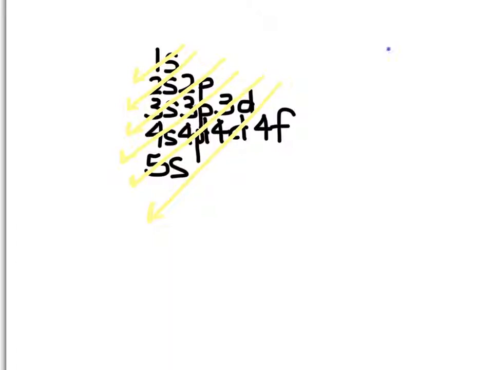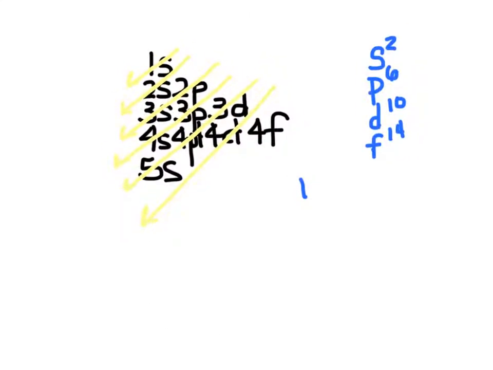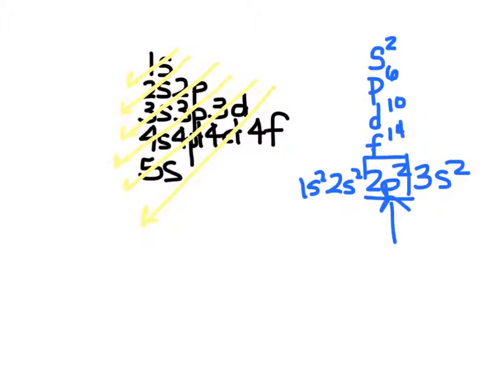The other thing that you're going to have to remember always is that s can hold 2, p can hold 6, d can hold 10, and f can hold 14. That's really important too, because I've seen people write 1s2, and then 2s2, and then 2p2, and then 3s2, and because they didn't fill up p before they moved on, they're going to end up with the wrong configuration. So it's really important you know the maximum number of electrons something can hold.